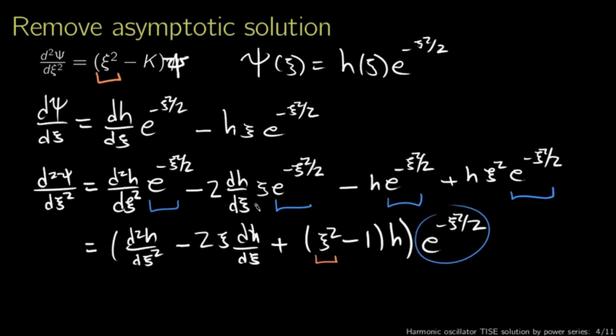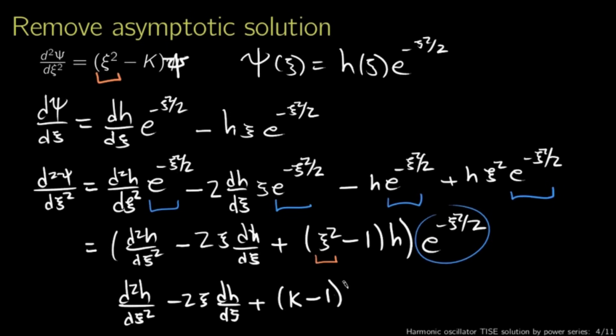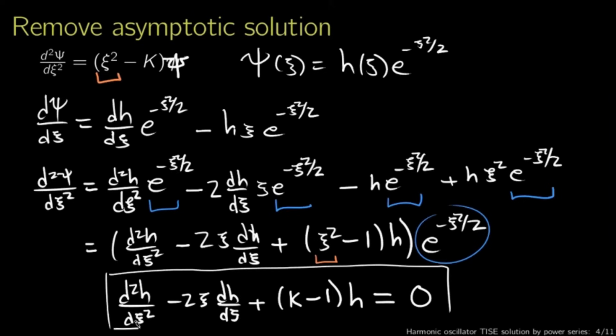So what I'm left with, in the end, the final differential equation, after rearranging some terms, is d squared h d xi squared minus 2 xi dh d xi plus, rearranging constants, you end up with a K minus 1 h. And that's it. This is all just equal to 0. So this is our transformed ordinary differential equation. This is what we want to solve with power series.